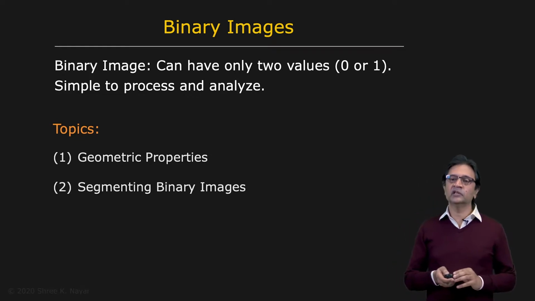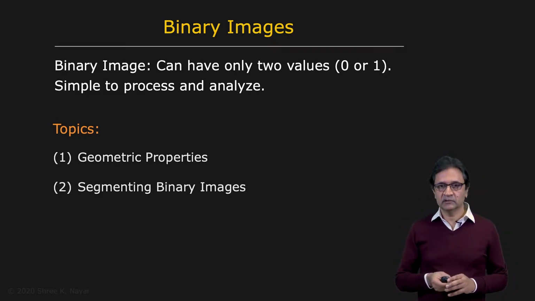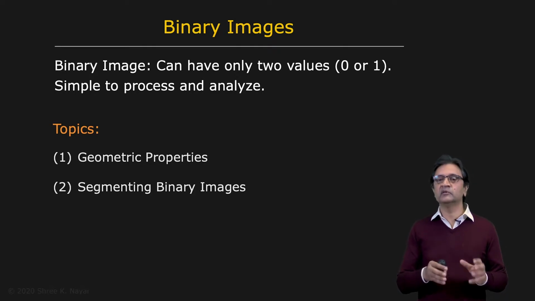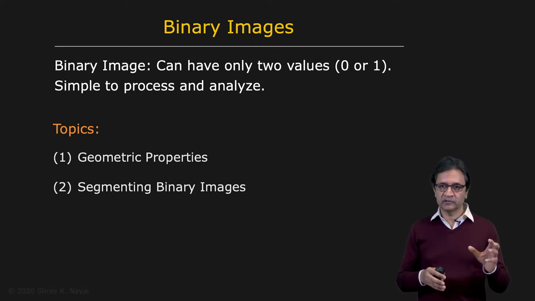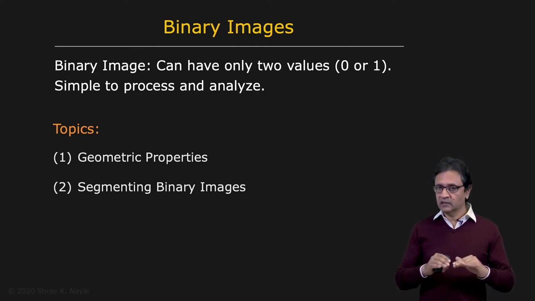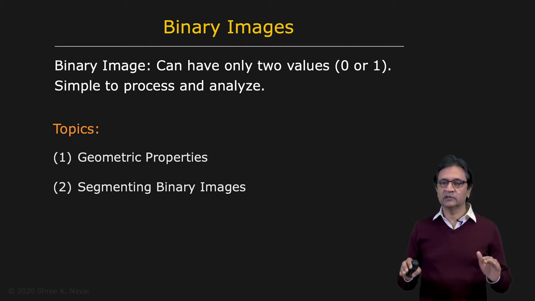And then we'll look at the problem of segmentation, that is, a binary image may have multiple objects inside of it. We need to label these objects as being different before we compute their geometric properties. So we'll look at a couple of different algorithms for very quickly, very efficiently labeling a binary image and thereby segmenting it into different objects.